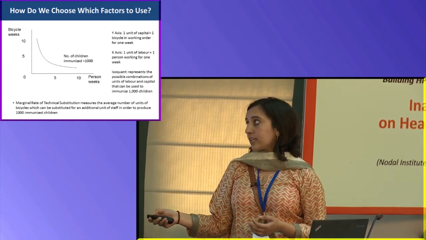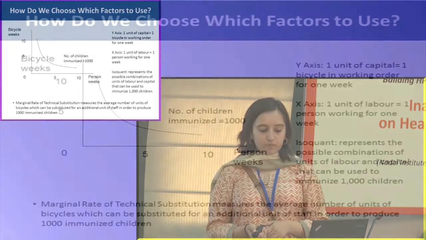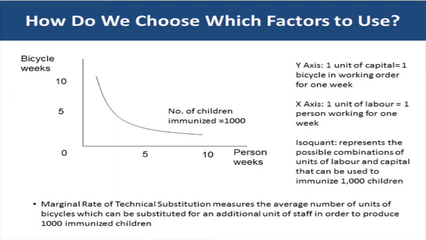Terms of labor, like person weeks, and then we can think of it in terms of capital. So for example, let's say cycles. I'll give an example here. Imagine that you need both bicycles and healthcare providers to immunize children in a remote setting. Obviously, having more than 10 bicycles and only zero health staff doesn't make sense, because unfortunately we don't have really cool robotic bicycles yet. And similarly, we don't need more than 10 people and no bicycles.